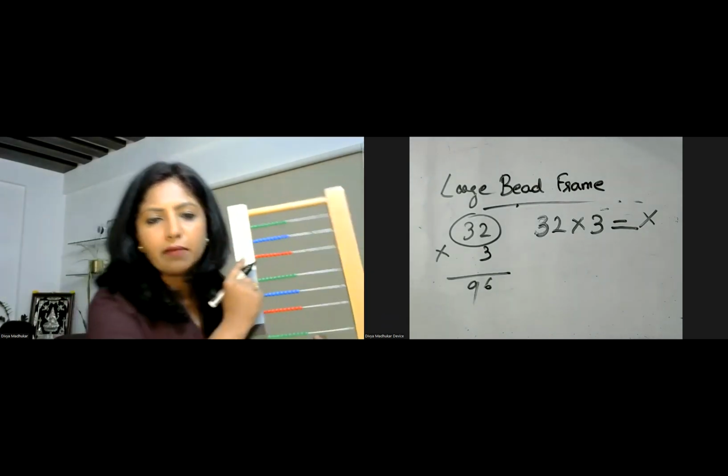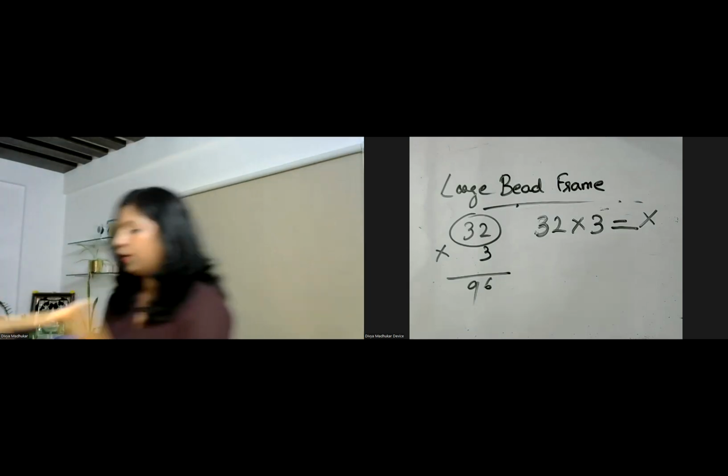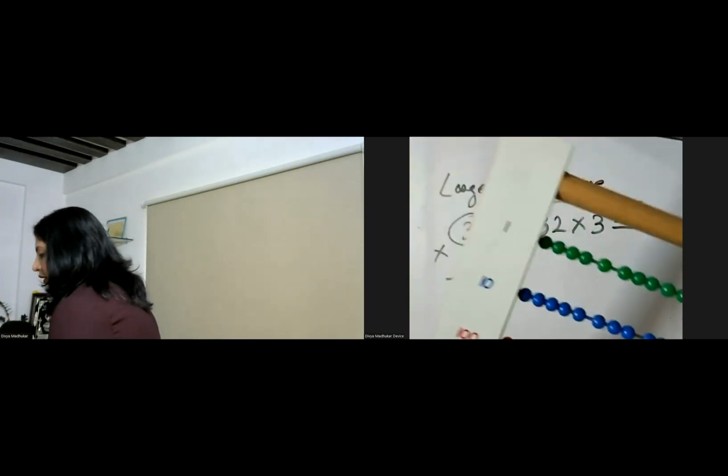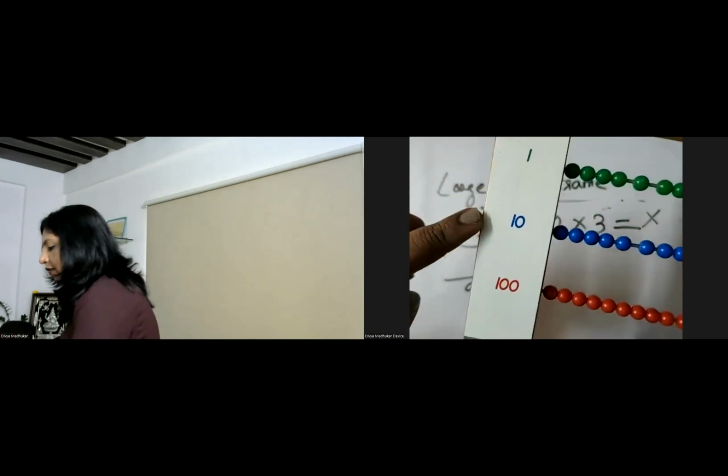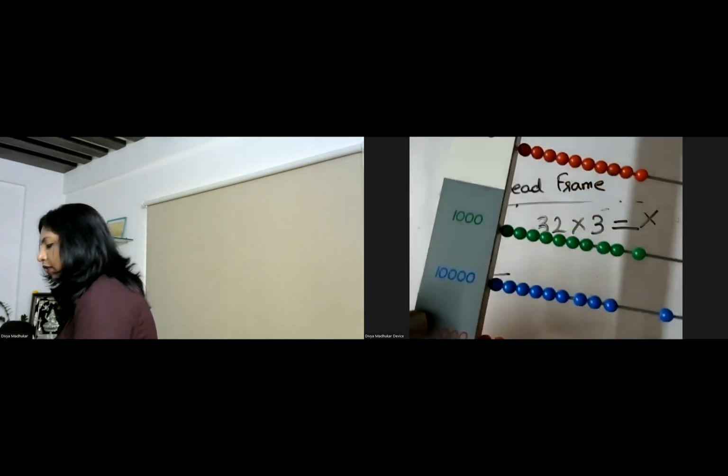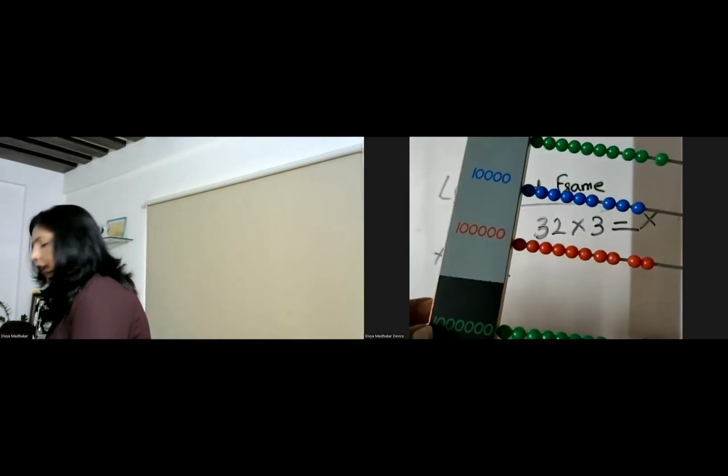Now again, if you'll see, markings are mentioned here. Can you see the marking? Maybe I have to go back. Okay, can you see the marking here? It says ones, tens, hundreds, 1,000, 10,000, 1 lakh and 10 lakh.